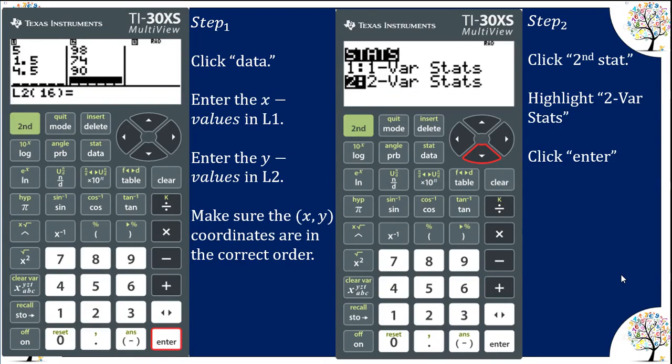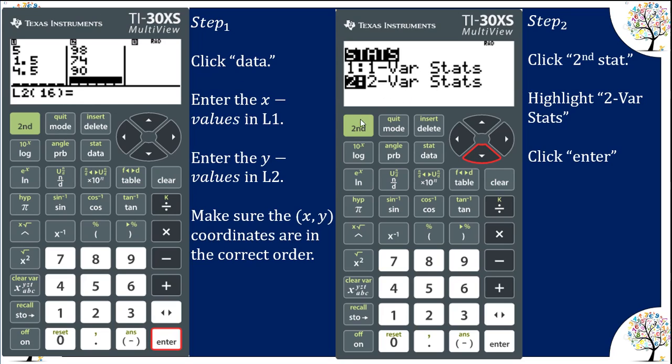Okay, let's do a recap. Step 1, you're going to enter your data values into list 1. Again, you're going to click data. You're going to put your x values in list 1, your y values in list 2. So list 1 are your x's, list 2 are your y's, and then your ordered pairs should line up.